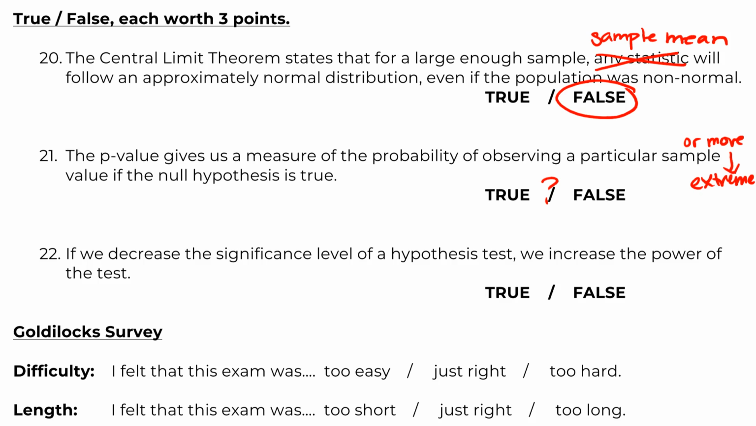22, if we decrease the significance level, we increase the power. So if we decrease alpha, we make it harder to reject the null, and power is all about rejecting the null correctly. So this is not true. It'll actually decrease. We had a long discussion about this earlier. But yeah, this is off, and that's because they're both related to rejecting the null. So if we make it harder to reject the null incorrectly, we also make it harder to reject the null correctly.